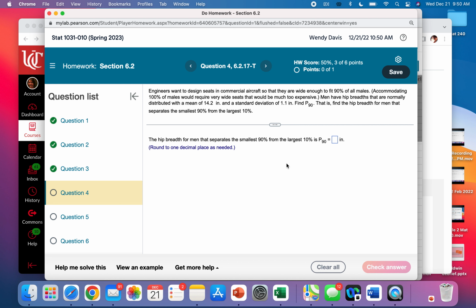Find the hip breadth that separates the smallest 90% from the largest 10%. The smallest 90% would mean that 90% of men, their hip breadth would be less than this, which means they could fit in the seat. So we need StatCrunch again.